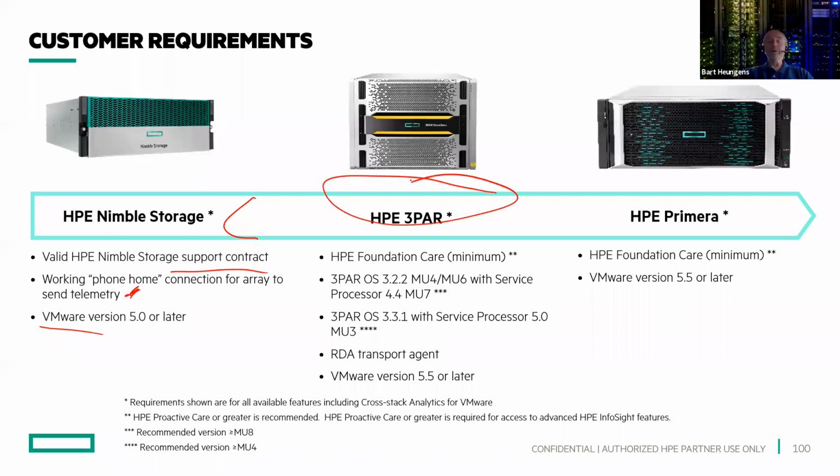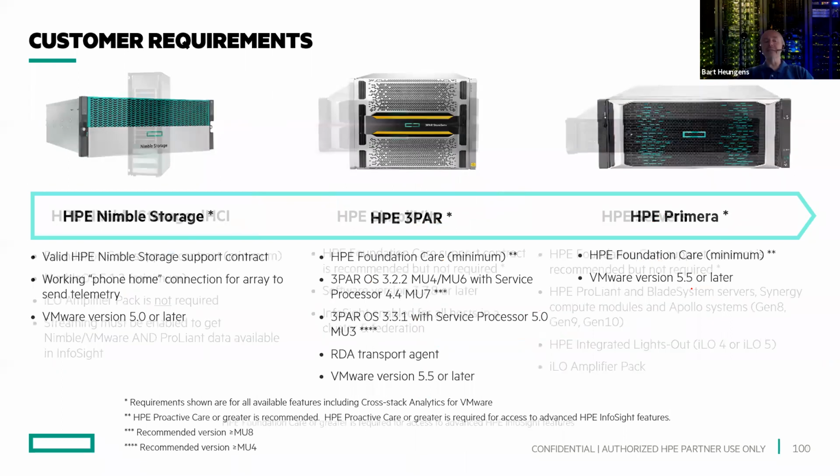For 3PAR, we need the service processor, like I told you, version 5.0-something, MU3, with 3PAR OS 3.2.2, which is already really old as well. And you also need at least a minimum support contract. For Primera, you just need a support contract, and you need VMware 5.5, which is already older as well, or later for the cross-stack analytics.